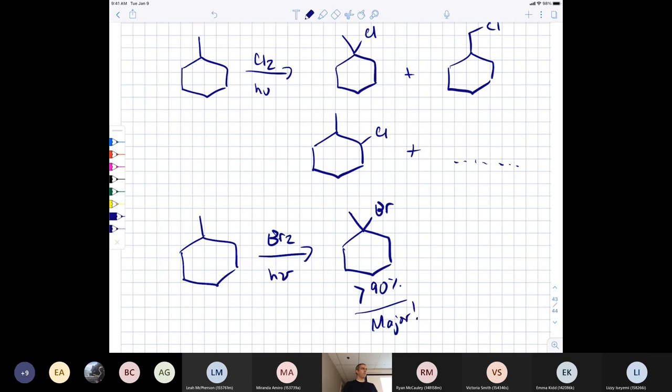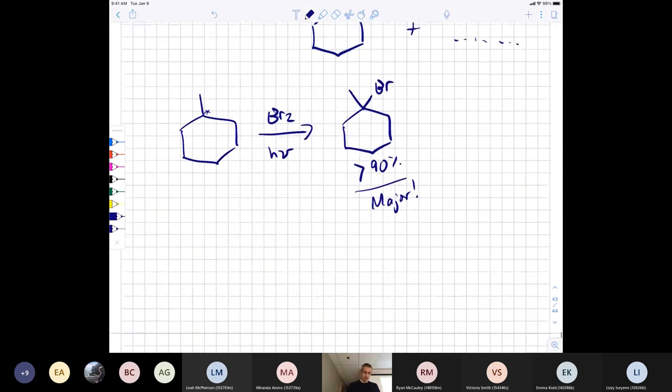And in fact, for this course, you can ignore the fact that there's going to be a couple of percent of all those other possibilities. As far as you are concerned, this reaction is selective for tertiary centers, for methines. Methines is when you just have a CH. So in a case like this, this is the only site it's going to go because it's the only place it can go and give you a tertiary alkyl halide.